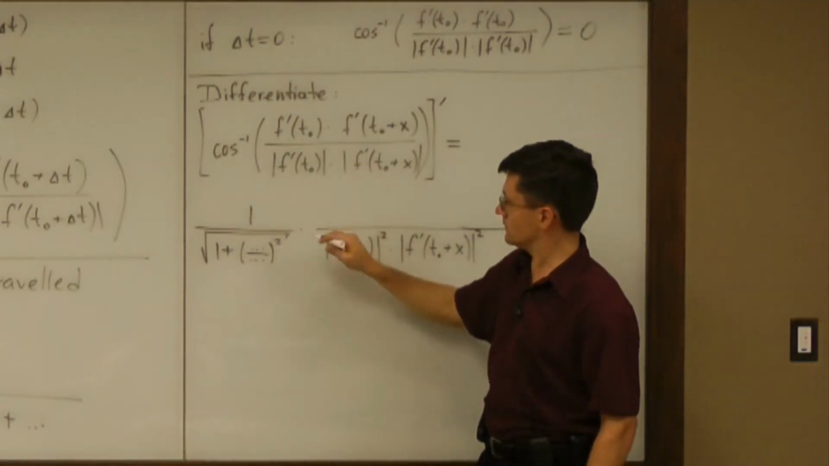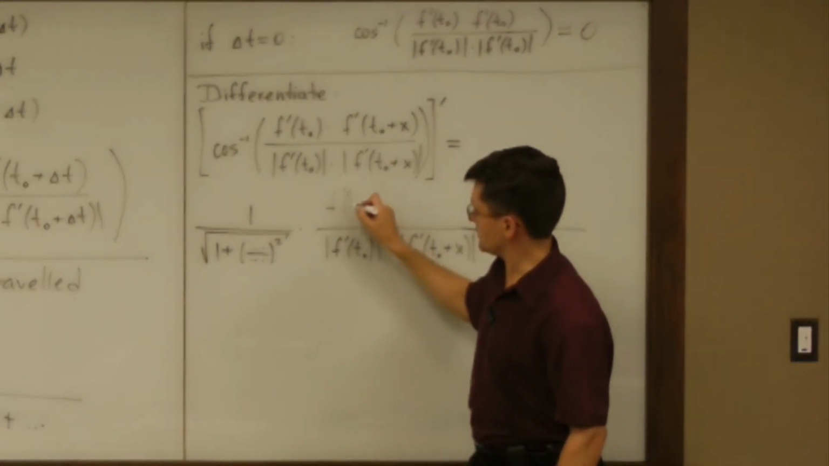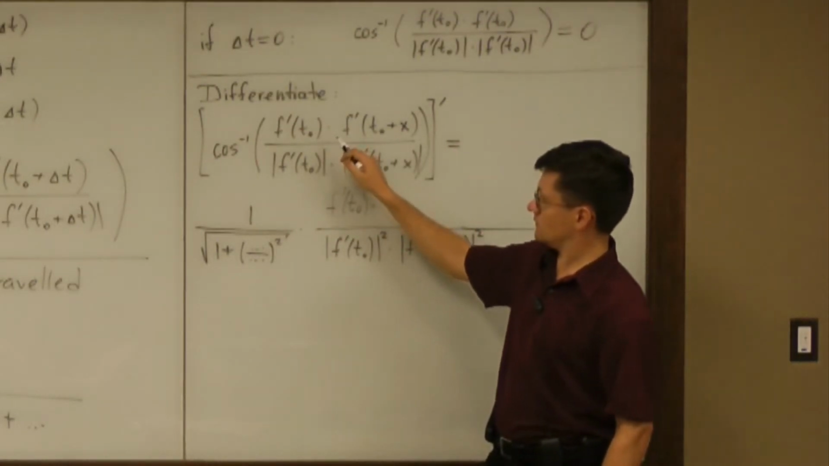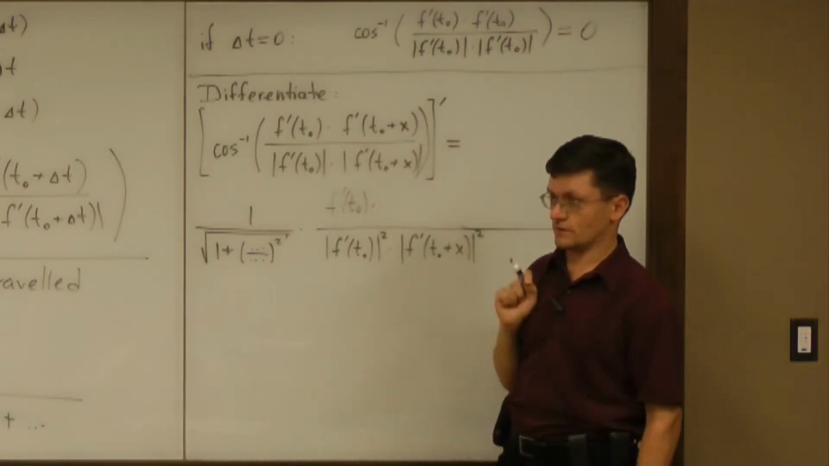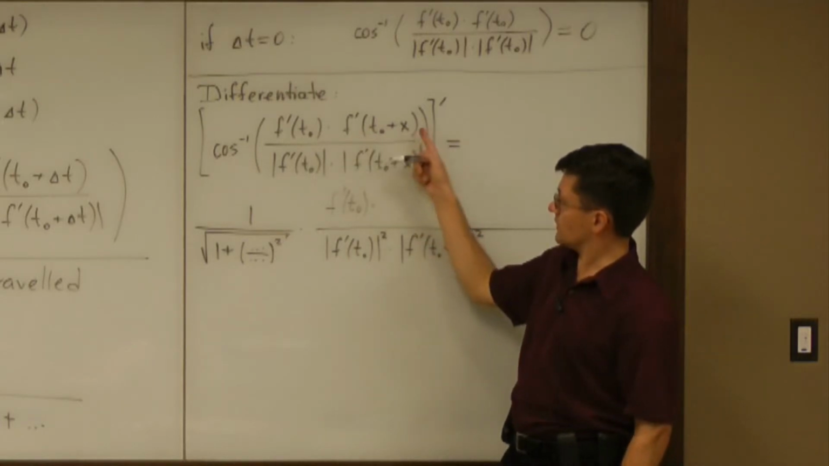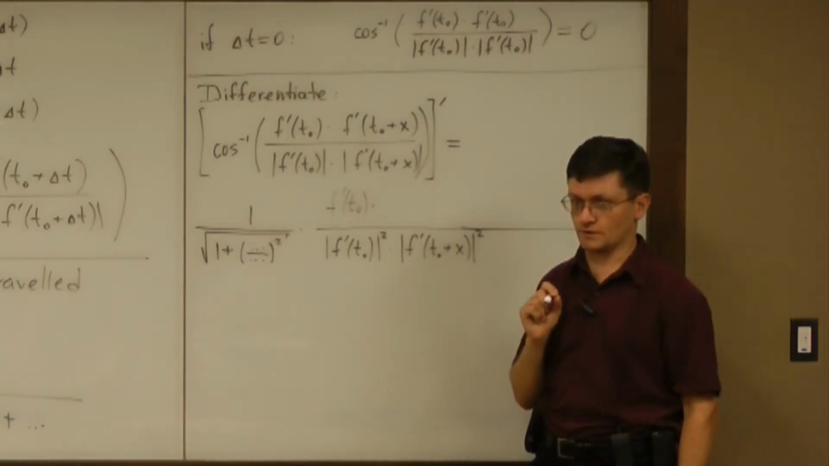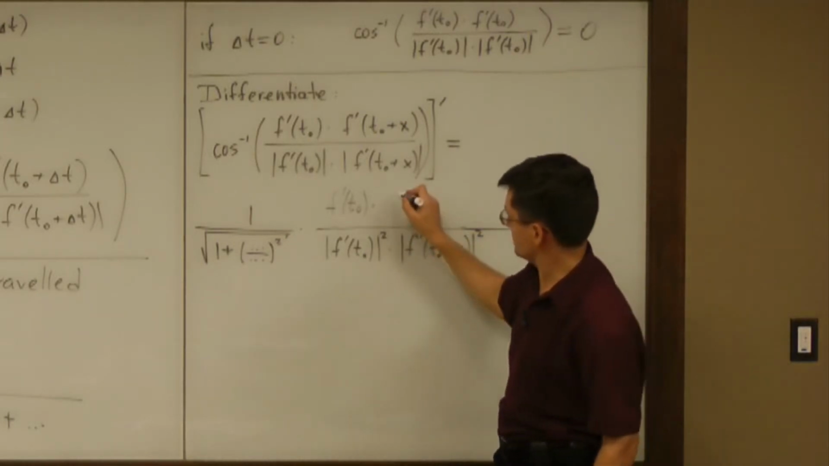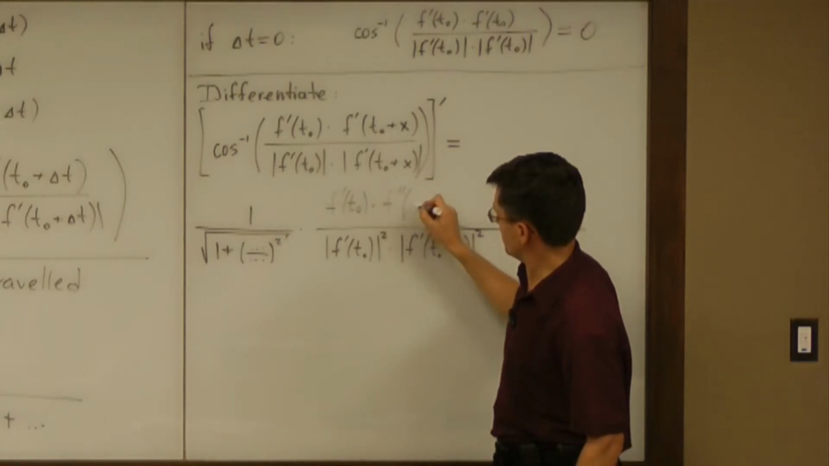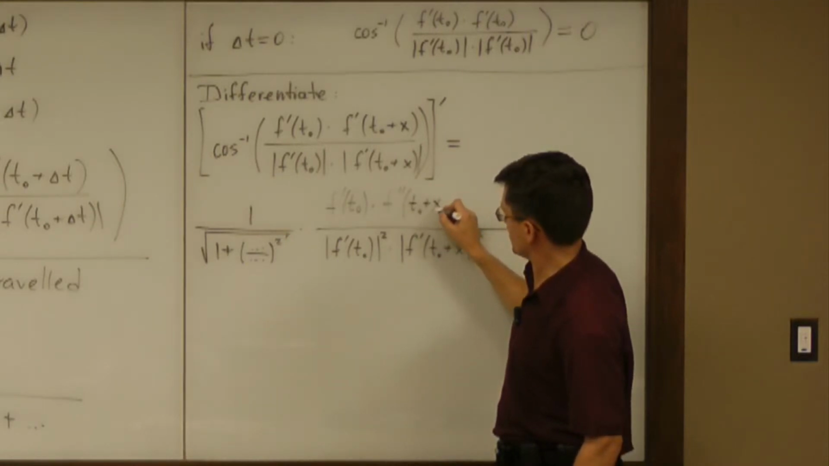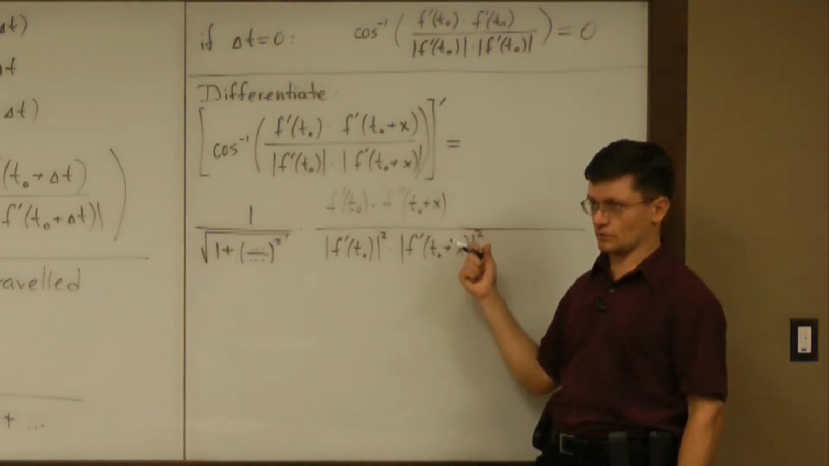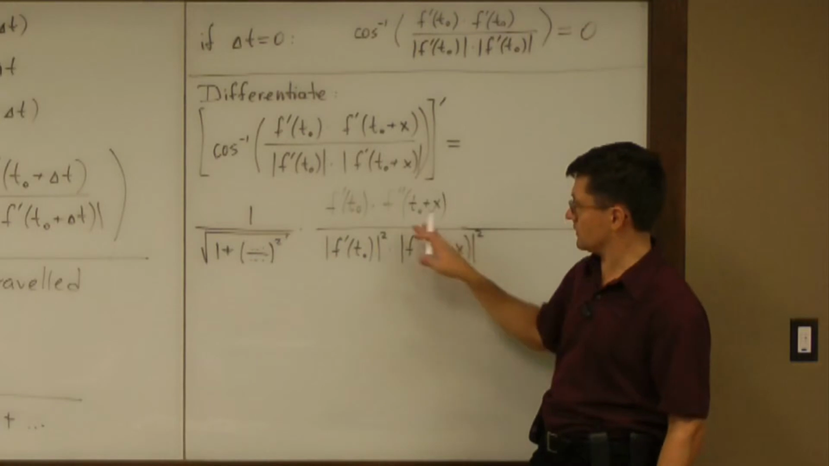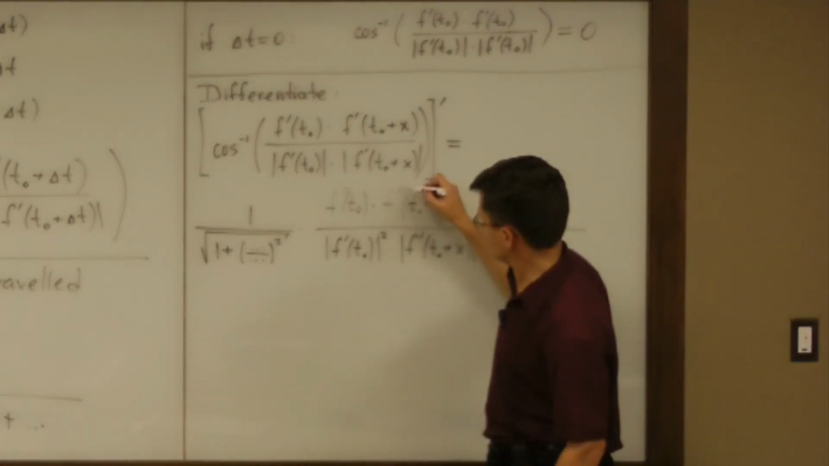Plus that f prime of t0 times, and times means the dot product, right? Times the derivative of that. What is that? The derivative of f prime of t0 plus x with respect to x. Well, it's a double prime: f double prime of t0 plus x. By the chain rule, you have to multiply by the derivative of the inside with respect to x, which is 1. So I stop there. This is the derivative of the numerator.